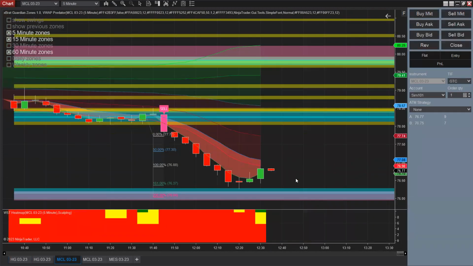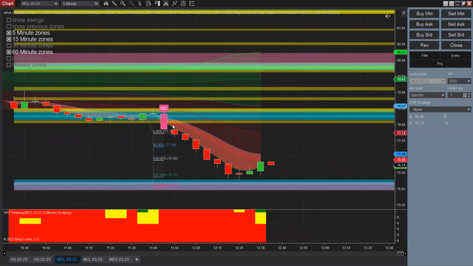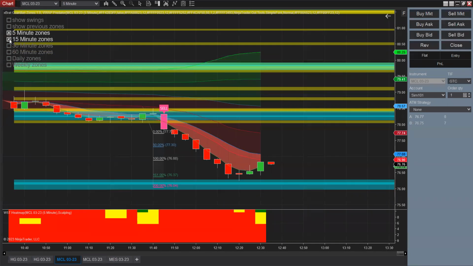So you see how MCL here hit that zone and the confluence of zones. We take the 60 off, take the 15. So there's two 15-minute zones in there. How do I know? Because there's an overlap here and it's lighter blue. So there's a confluence of two 15-minute zones, and you see how it came all the way down here, bounced off and moved up again. Okay, you can't make this stuff up.